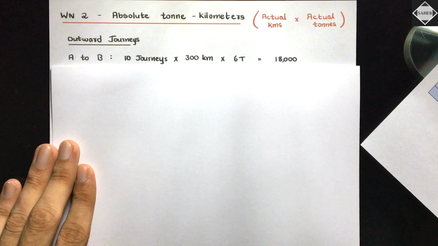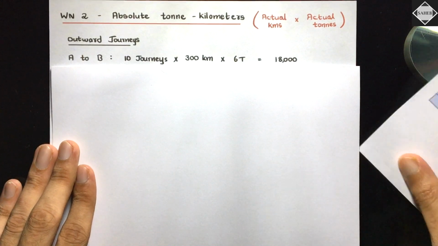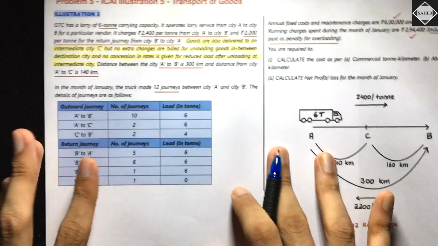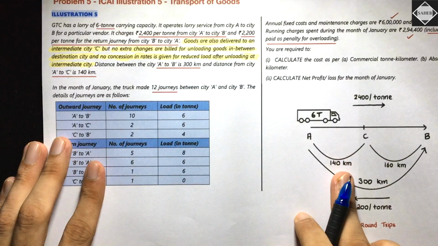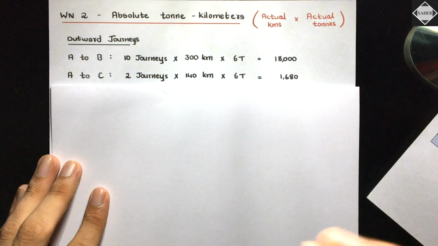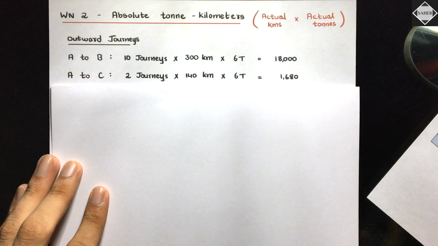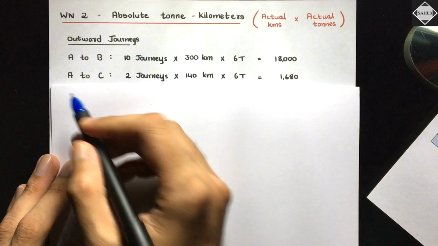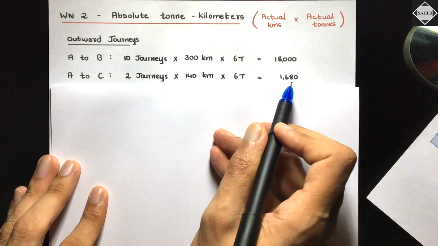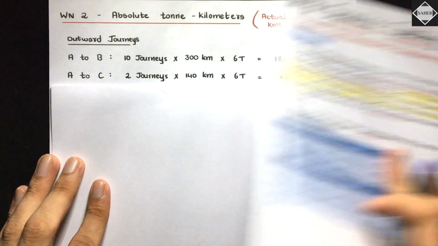Okay? Right. Then what? Then A to C is there. A to C, 2 journeys, 6 tons. A to C is, the kilometer is how much? Kilometer is 140. So into 140. Like this you have to calculate. Okay? You have to go to very specifics and calculate over here. All actual data you have to use. A to C, 2 journeys, 140, 6 tons. That's 1680. Similarly with C to B also.